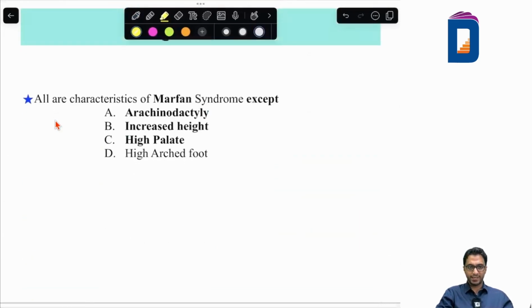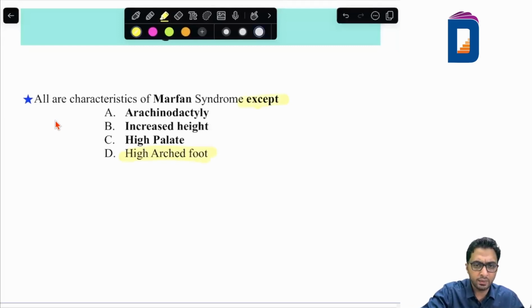Okay, what's the answer for this? Quickly: all the characteristics of Marfan syndrome except. You're confused between a high arched palate or high arched foot, isn't it? Actually, there is highlighted also. The exception is a high arched foot, which is not a feature.